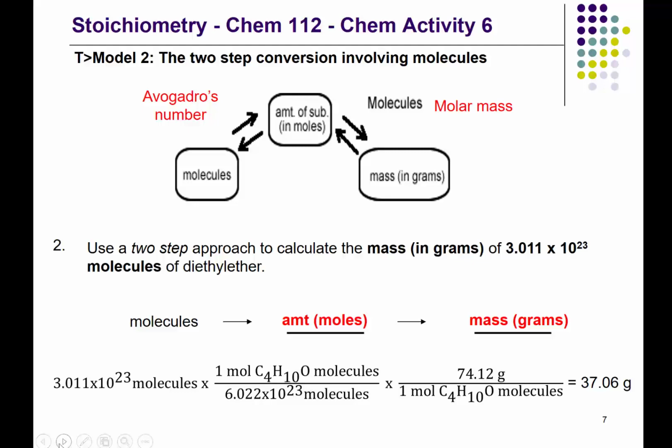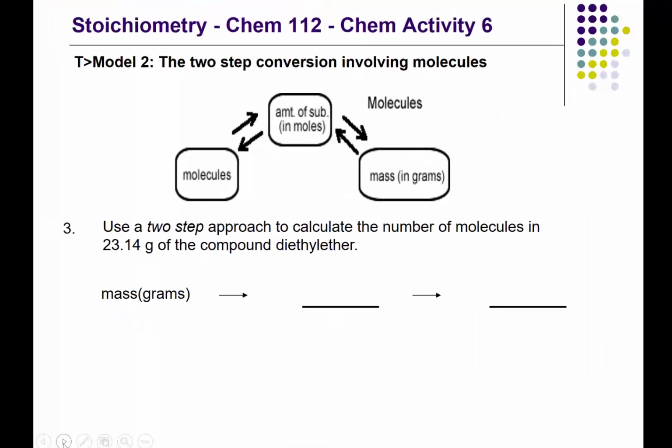Let's turn our attention to the key question number 3. So calculate the number of molecules in 23.14 grams of diethyl ether. So now we're starting from the mass of our compound or molecule. We'll convert to the amount of substance and then to the number of molecules. So convert to the amount of substance and then the number of molecules.